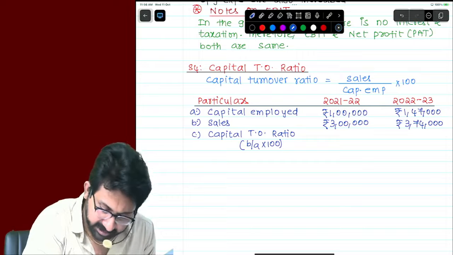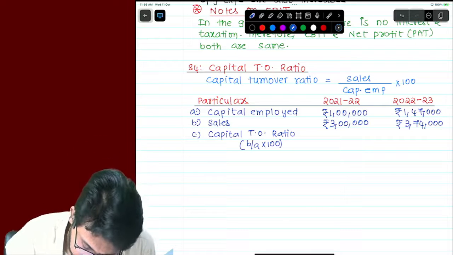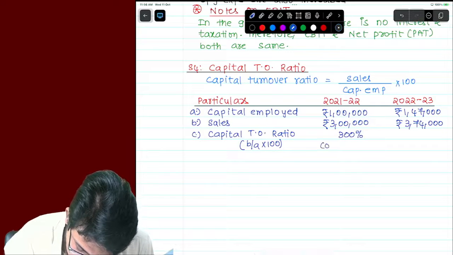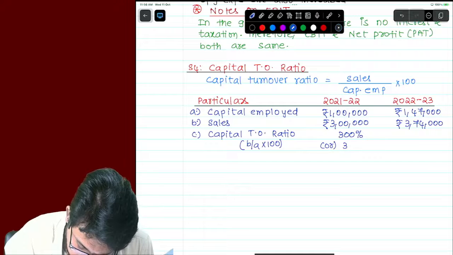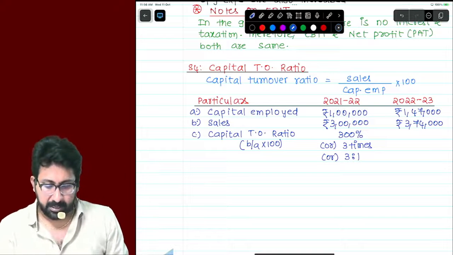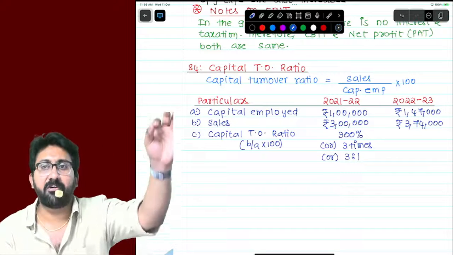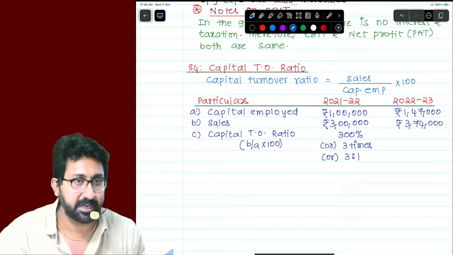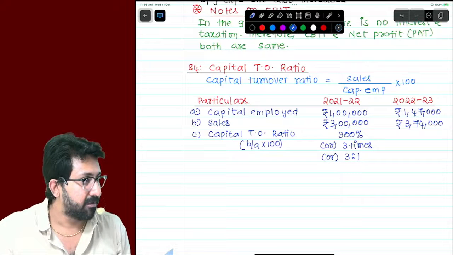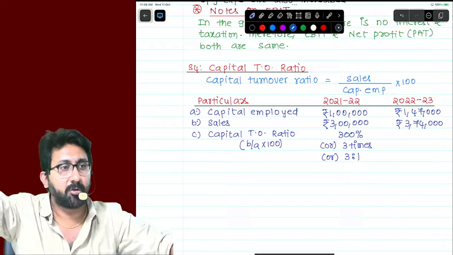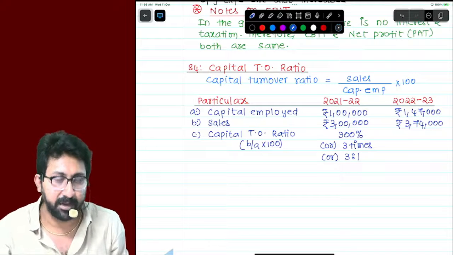Tell me, how much is it? How much percent? 300%. Or write 3 times. Or 3:1. It means for every 1 rupee of your capital employed, how much sale has been generated? 3 rupees of sales has been generated. For every 1 rupee you invest, 3 rupees I got back.